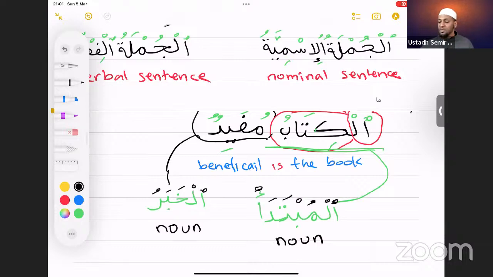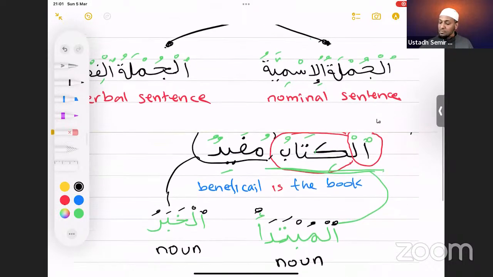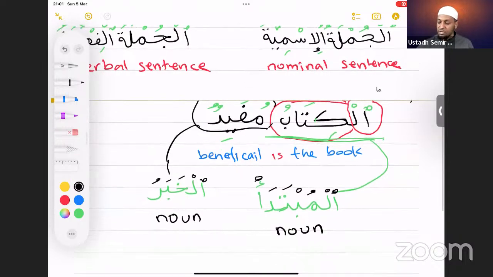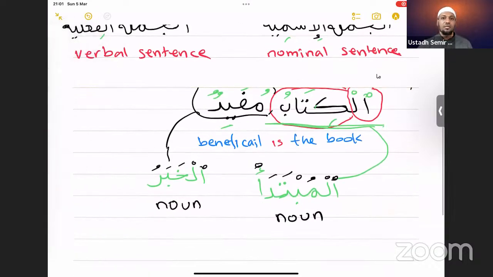So if I put the alif lam at the beginning of al-kitab, and put another al in al-mufid, al-kitabu al-mufidu, the beneficial book, what will you tell me? What about it? It doesn't make sense. But if I tell you al-kitabu mufidun, the book is beneficial, that makes sense.